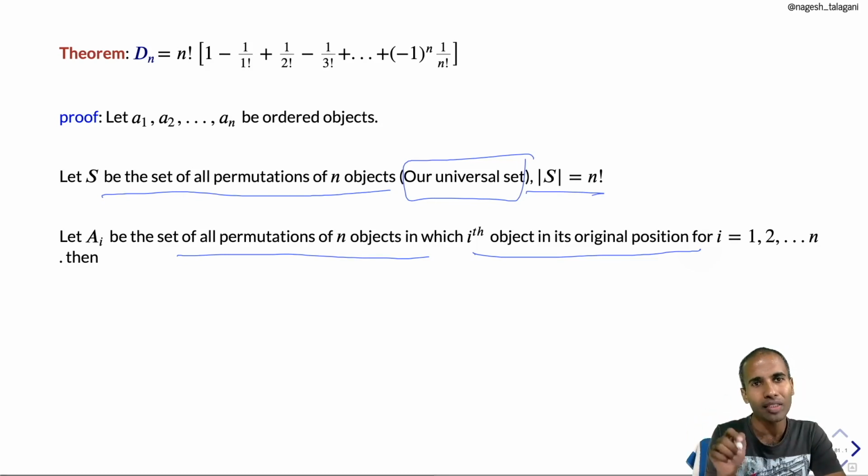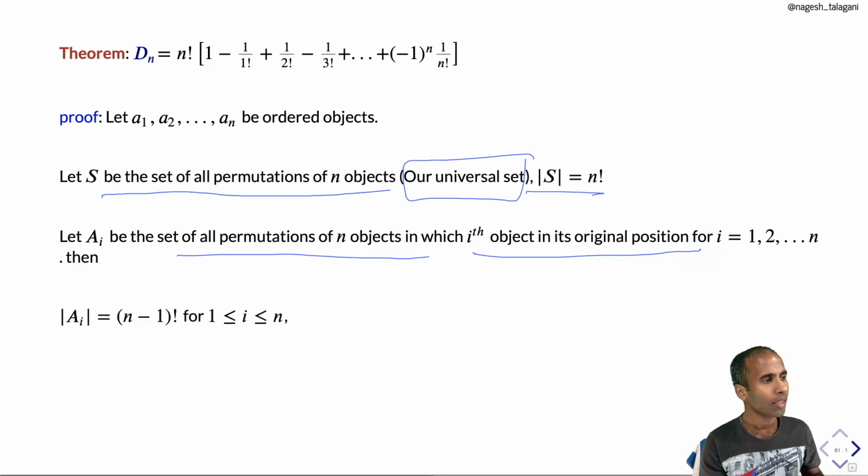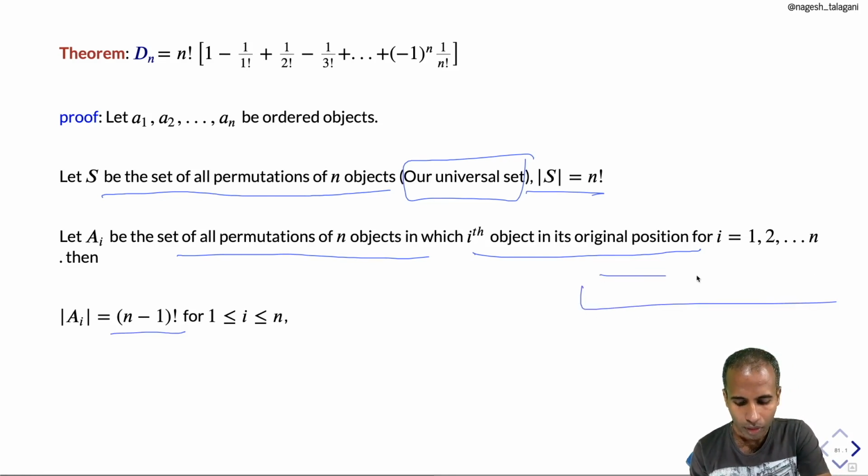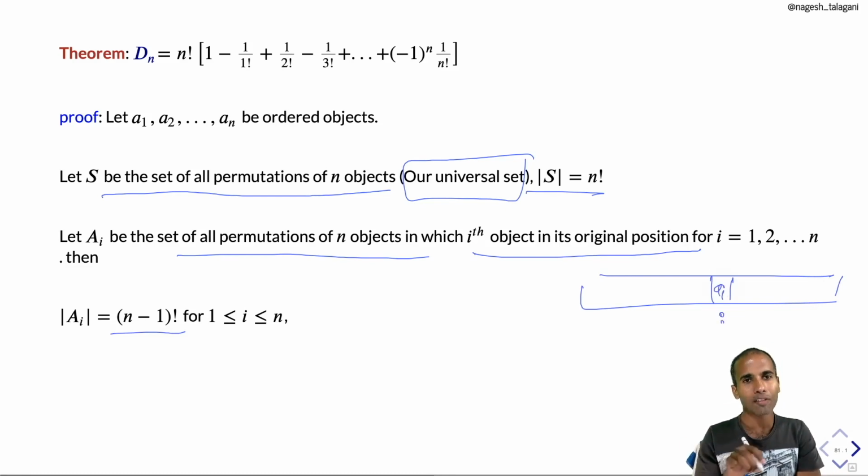Such permutations are collected in Ai. So the number of elements in Ai is going to be (n-1)! because among n positions, the ith position is fixed. Now the remaining n-1 positions can be arranged in (n-1)! ways. That's why, for 1 ≤ i ≤ n.